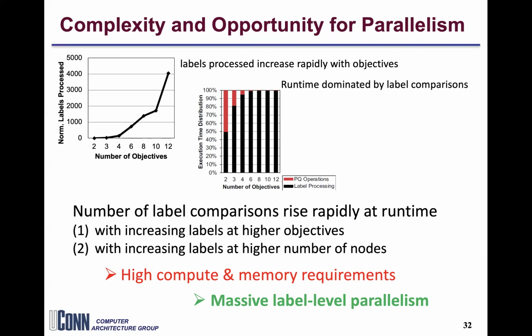And number two, it also increases with the number of nodes in the graph. If the graph size becomes bigger, these labels become bigger. The graph edges become bigger, the number of labels explodes. They keep exploding. Very high compute and memory requirements. But there is massive label-level parallelism.